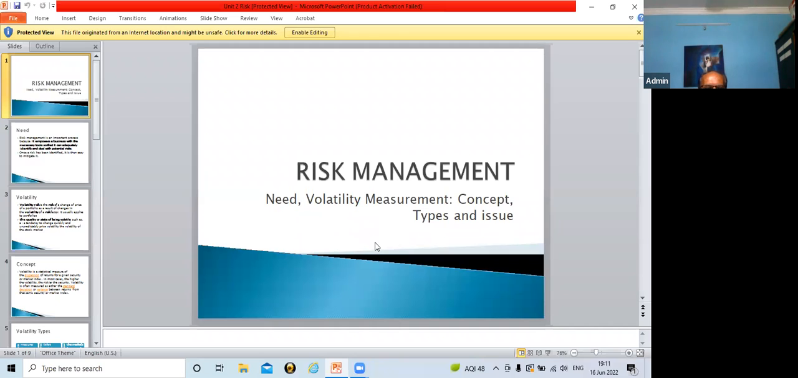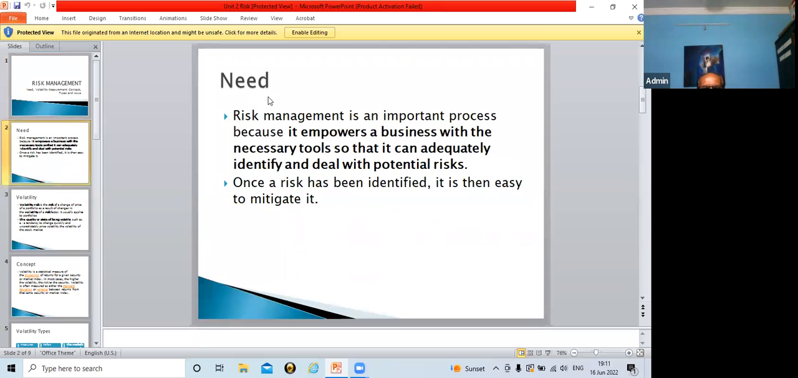The subject title is risk management, and we are at unit number 2. In this unit, we will be studying the necessity of risk management, volatility, and how to measure volatility, the concept of volatility, types and issues. In the last session also, we have learned the need.